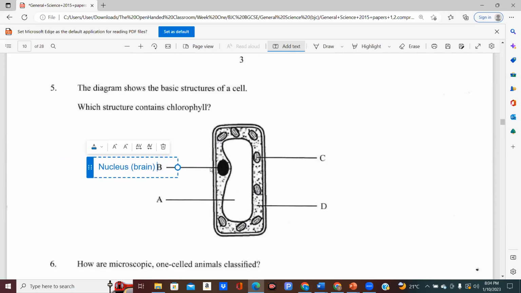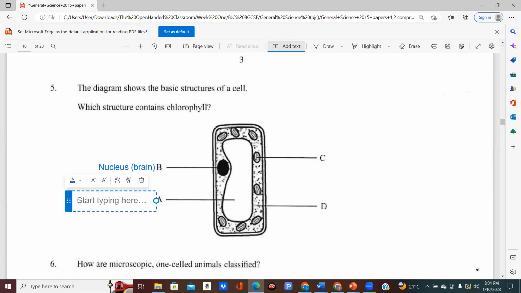That's the nucleus. And then we have A. What is A? A vacuole. The vacuole. Very good. And what is it responsible for? It's responsible for storing water, food, minerals and stuff like that.